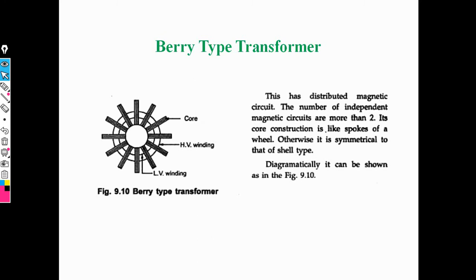That means the Berry type transformer looks like a circle type transformer. It consists of two or more cores. That means a Berry type transformer is defined as one that consists of two or more cores, or more than two magnetic circuits. This is the last type of transformer, the Berry type transformer.